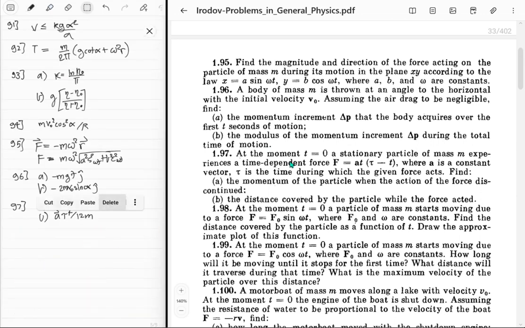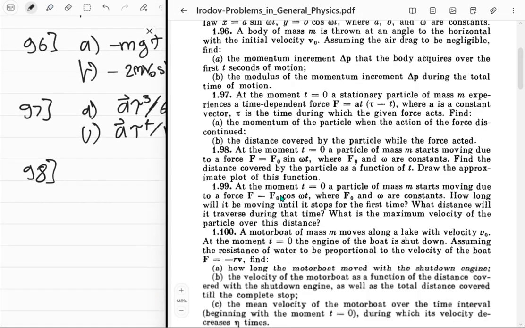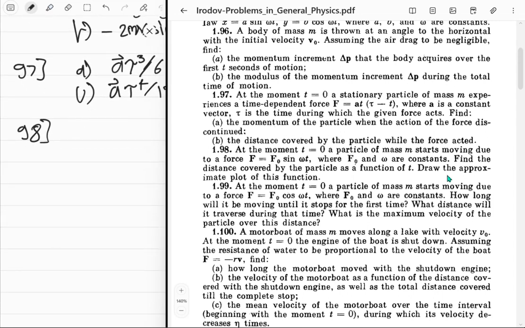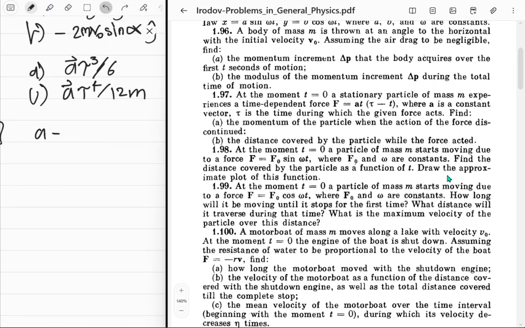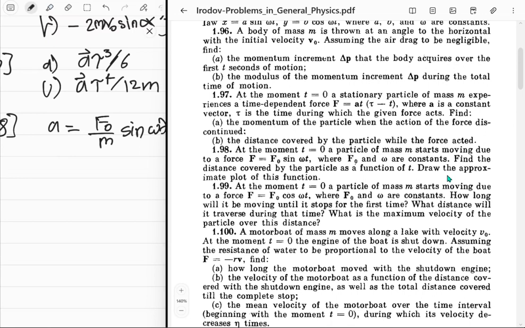98. At the moment t equal to 0, a particle of mass small m starts moving due to a force, where f naught and omega are constants. Find the distance covered by the particle as a function of t. Draw the approximate plot of this function. So force is given, we want to find the distance covered as a function of t. Fine. So acceleration is f naught upon m, sine of omega t, and then we integrate that.